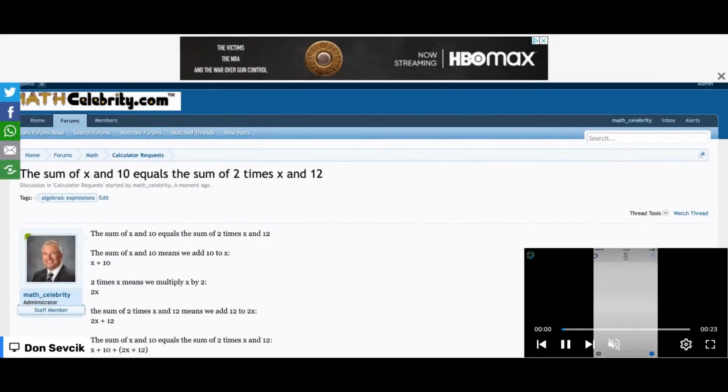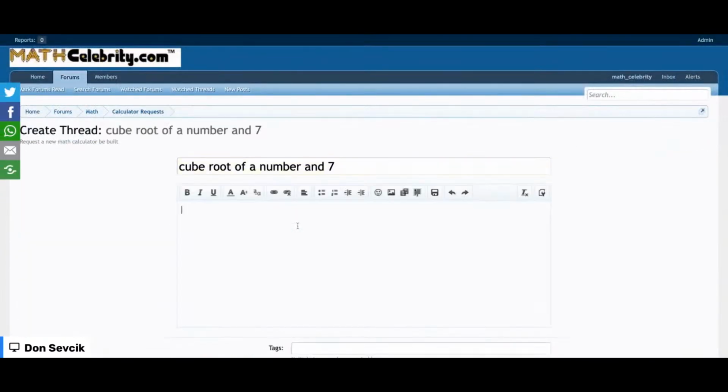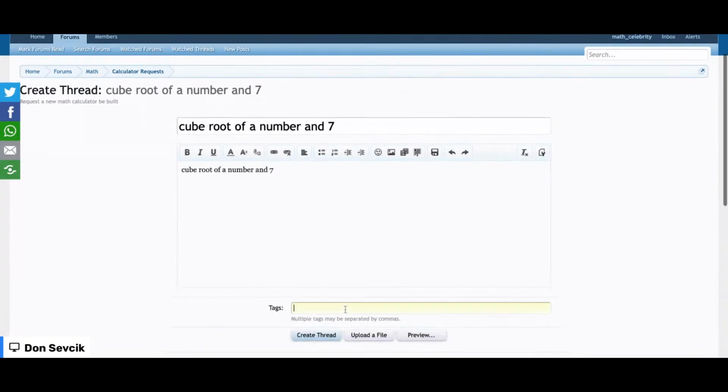All right, let's take this one. Cube root of a number, and 7. Because it didn't say the quantity, we're going to hit just this with the cube root. All right, and let's do algebraic expressions, exponents. That's what we're doing in this one. The phrase "a number" means an arbitrary variable. Let's call it x.